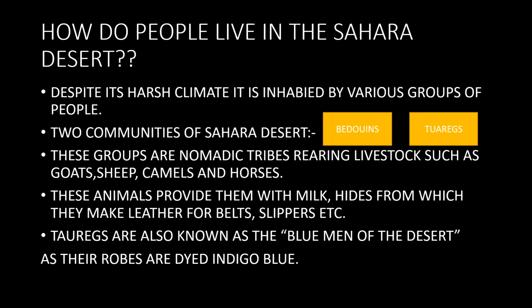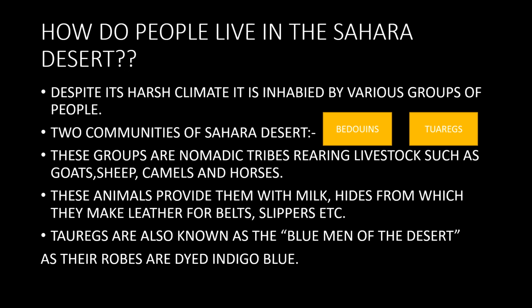Till now, we have seen the flora of the Sahara Desert, its wildlife, and the kind of climate found there. Now we will learn some interesting facts about the people who live in the Sahara Desert. You must be wondering, how do they survive when they have water scarcity and the vegetation is also not that rich? But a good population resides in the Sahara Desert. Despite its harsh climate, it is inhabited by various groups of people. Two groups reside here: the Bedouins and Tuaregs.